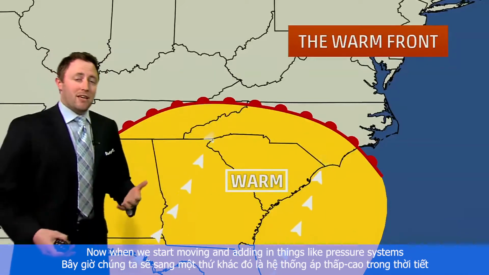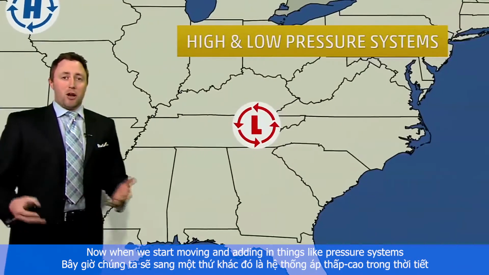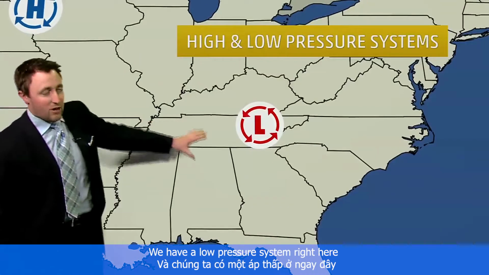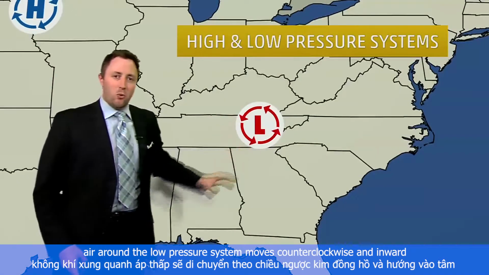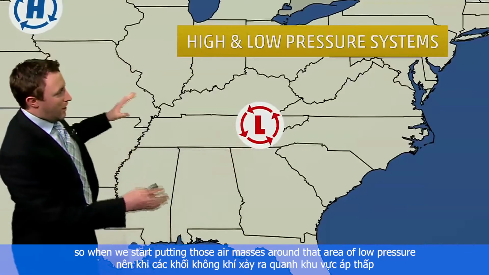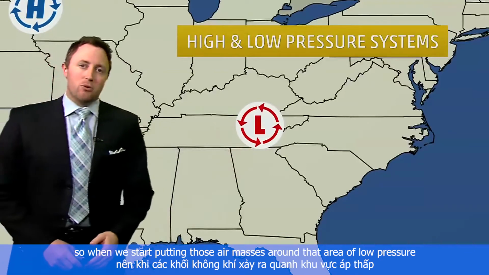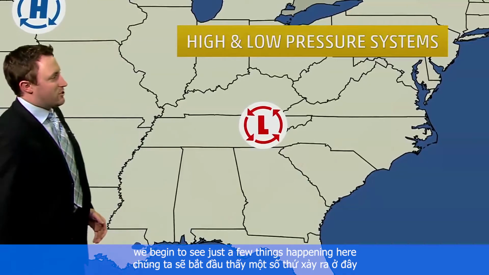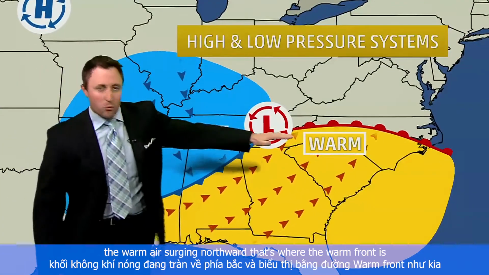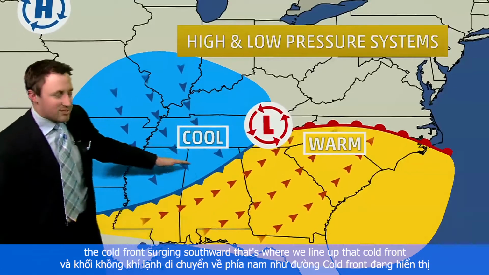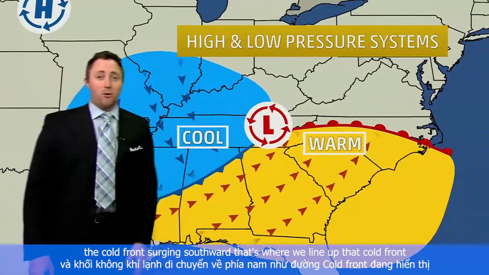Now when we start moving and adding in things like pressure systems, we have a low pressure system right here. And air around a low pressure system moves counterclockwise and inward. So when we start putting those air masses around that area of low pressure, we begin to see just a few things happening here. The warm air surging northward, that's where the warm front is. The cold front surging southward, that's where we line up that cold front.